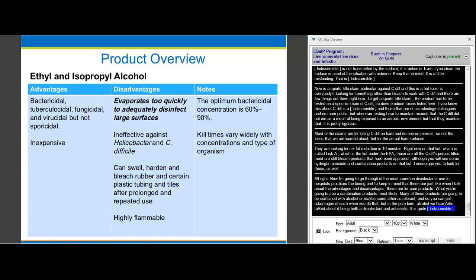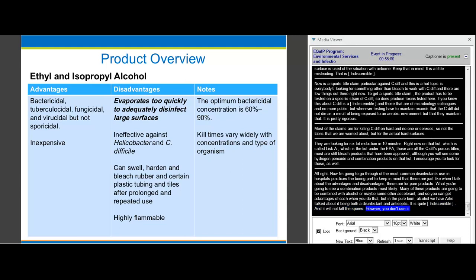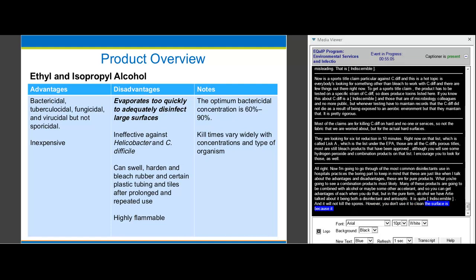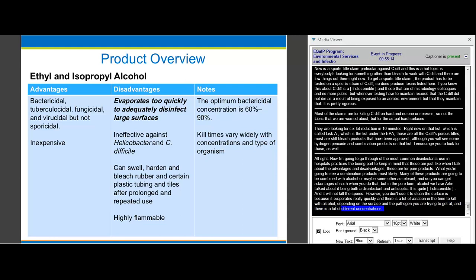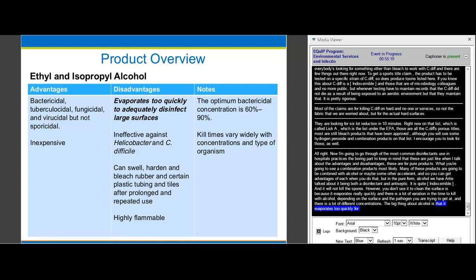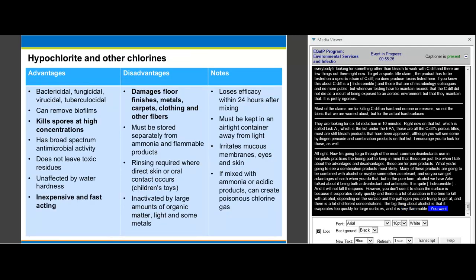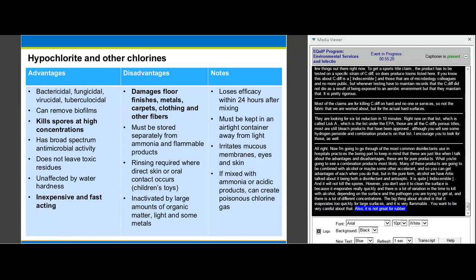However, you don't use it to clean surfaces because it evaporates really, really quickly, and there's a lot of variation in the time to kill with alcohol depending on the surface and the pathogen you're trying to get at. And there's a lot of different concentrations. So the big thing about alcohol is that it evaporates too quickly for large surfaces, and it's very flammable. So you want to be very careful about that. But also it's not great for rubber and plastic and some other things, making it really hard and crack. So that's some advantages and disadvantages of alcohol.